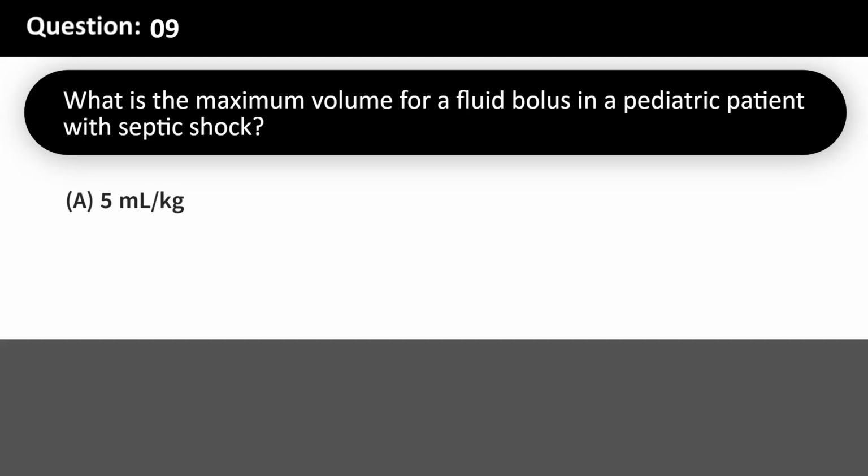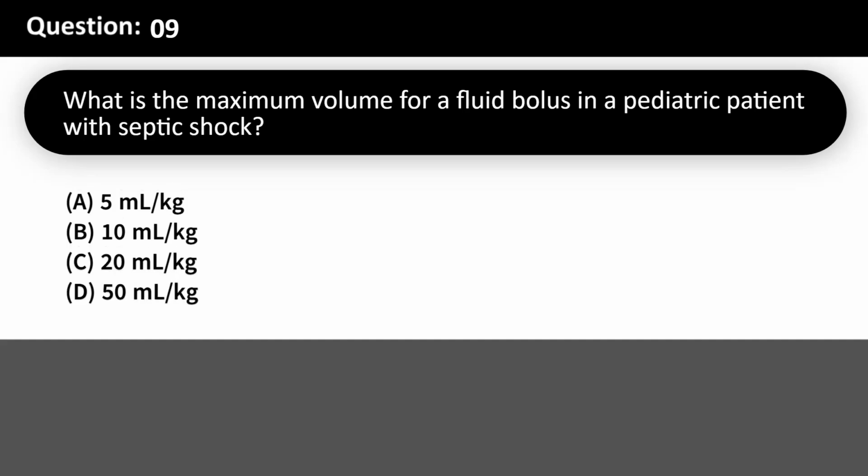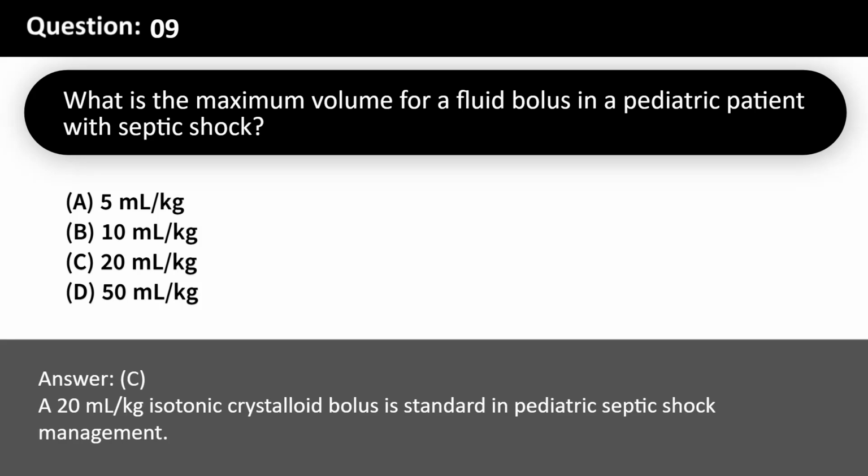What is the maximum volume for a fluid bolus in a pediatric patient with septic shock? A. 5 milliliters per kilogram. B. 10 milliliters per kilogram. C. 20 milliliters per kilogram. D. 50 milliliters per kilogram. Answer: C. A 20 milliliters per kilogram isotonic crystalloid bolus is standard in pediatric septic shock management.